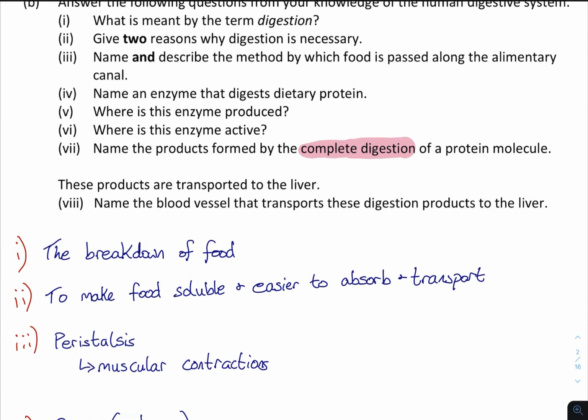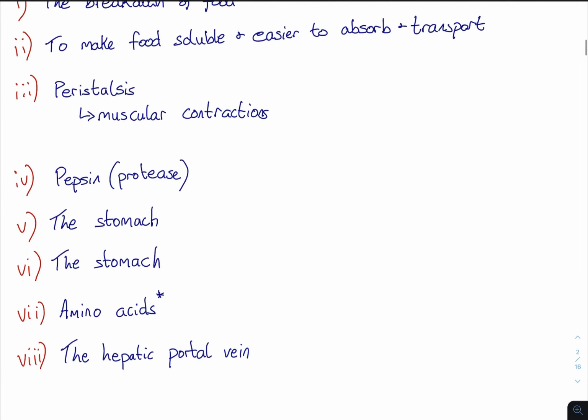These products are transported to the liver. Okay, so it's going from the small intestines towards the liver. Name the blood vessel that transports these digestion products to the liver. Well, that's your hepatic portal vein. Really, really important. Okay, it's bringing the products, that's amino acids in this case, towards the liver.